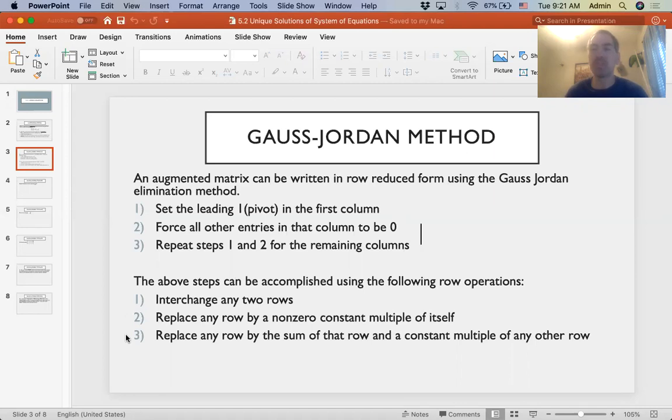And then in the third operation, you can replace any row by the sum of that row and a constant multiple of any other row. You're going to use this operation when you're trying to get all the other entries in the column to be 0. This is where you are adding an additive inverse to that entry. You cannot add constants to a row, but you can add another row to that row. So you would multiply the row that has the 1 by the additive inverse, and then add that row to the row that you're trying to set to be 0. This will make more sense as we go through some examples here. So let's take a look.